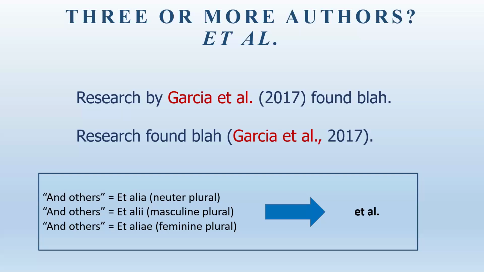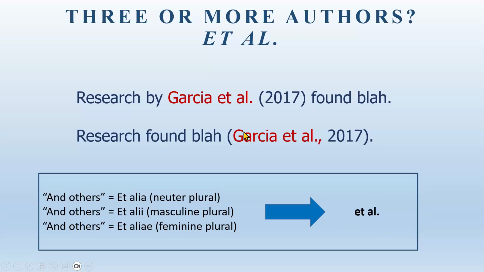Once you hit 3 or more authors in your in-text citation, you just stop and you list only the first author plus the abbreviation et al. So et al. is the abbreviation of a Latin term, et alia. It has a couple of forms. It just means "and others." So this turns into the abbreviation E-T space A-L period. Okay, and remember that the period is part of the abbreviation.